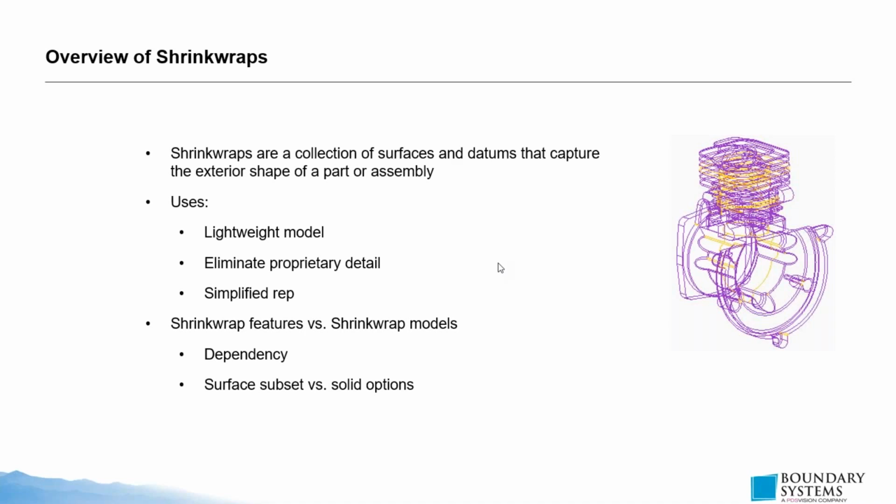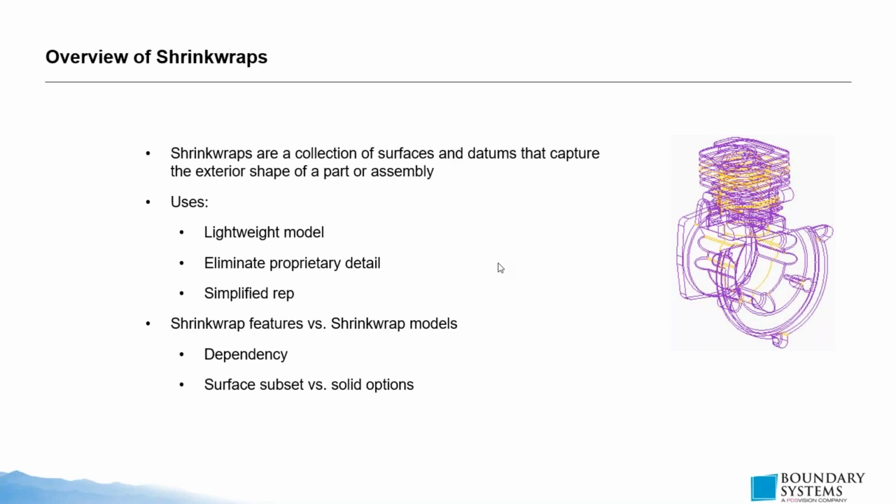So next, before talking about how to go about creating these, I'm just going to highlight a little difference between Shrinkwrap features and models. These essentially work the exact same way. The only difference is a Shrinkwrap feature will just be a feature in a part, much like an extrude or a hole or anything like that. It'll show up in your model tree as a collection of surfaces and datums, and it won't be a file itself. It's a feature. But another thing you can do is just make an entire Shrinkwrap model.